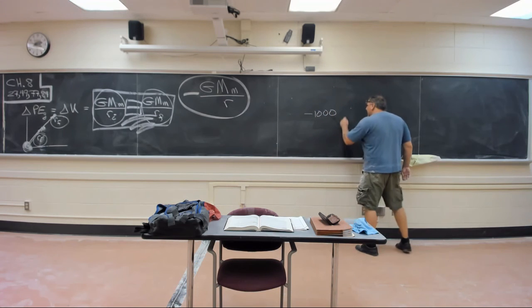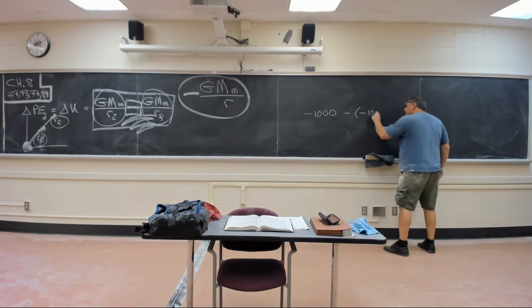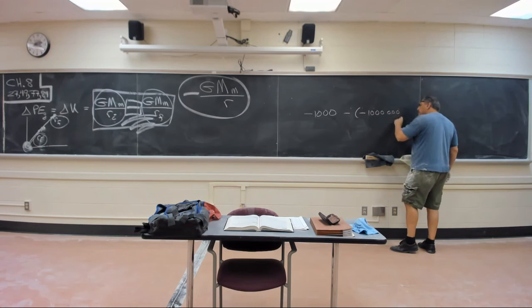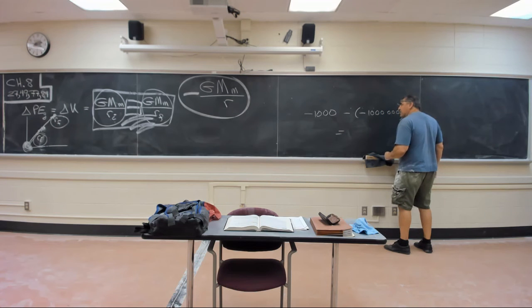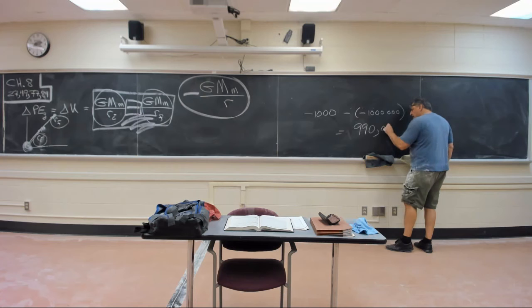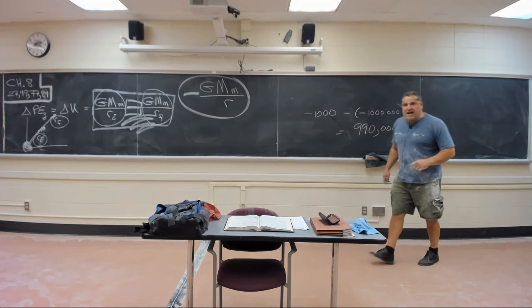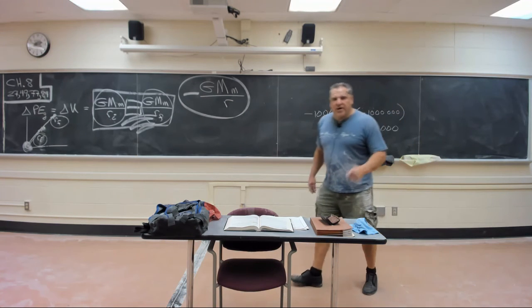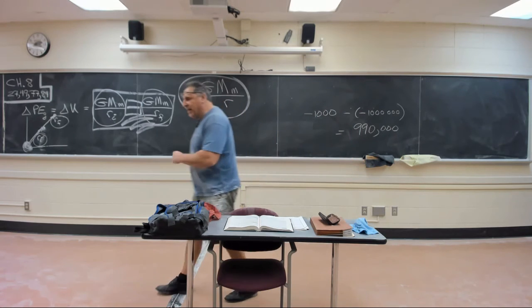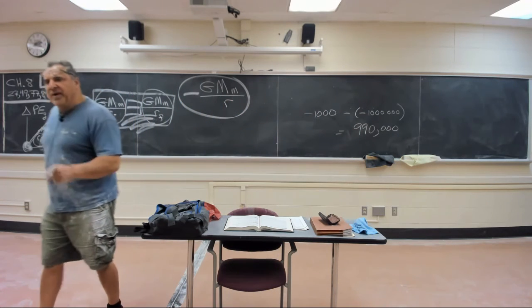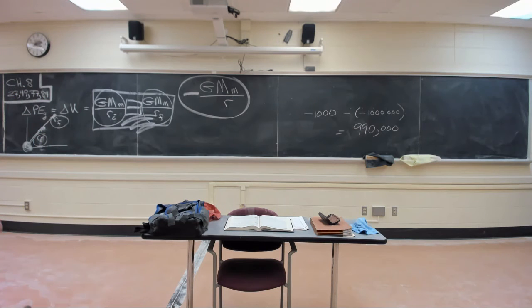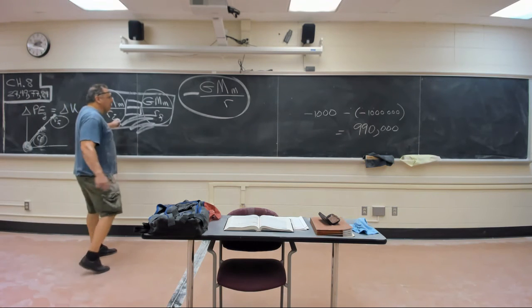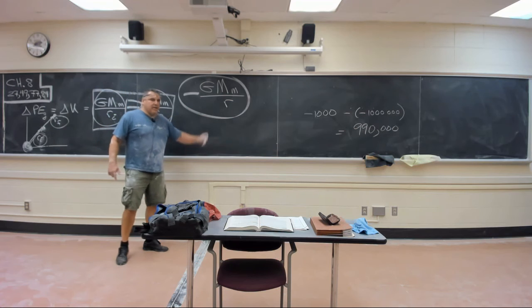Well, I've got negative 1,000. He's got negative 1 million. Subtract, surprisingly, I'm actually richer by $990,000. Here, notice that the two negatives gave me a positive, just like this gave you a positive eventually. This is kind of what's going on here.